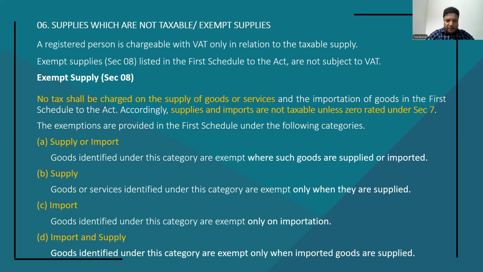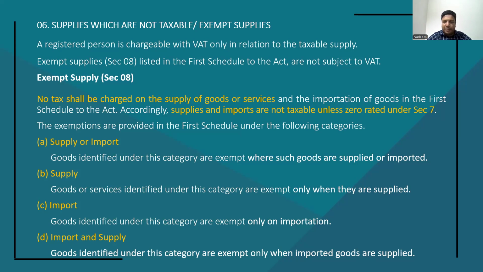Right. If a particular exempt good or exempt service is listed under the supply or import category, that particular item is exempt when you import as well as when you supply. So the items that are listed under the supply or import category are exempt when they are imported and also when they are supplied. If a particular item is listed under supply only, it is exempt when you supply it. If that particular item is imported, that is liable, because the exemption is applicable only when they are supplied.